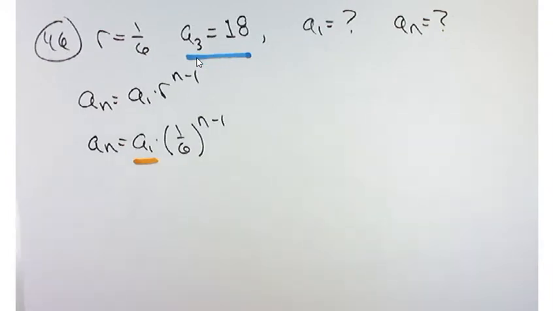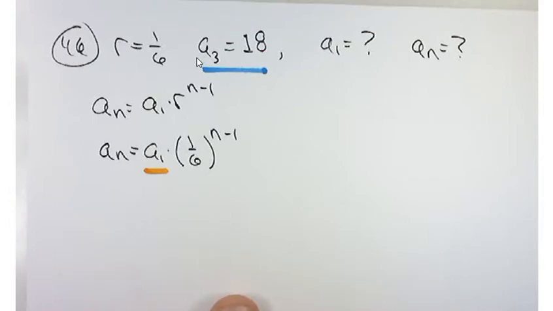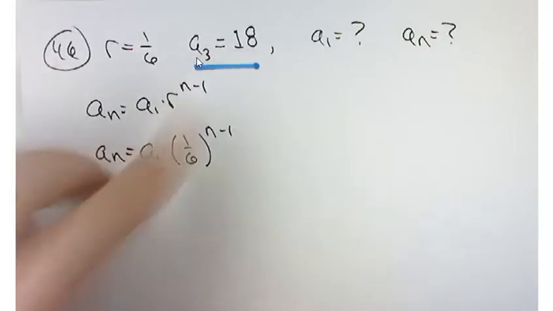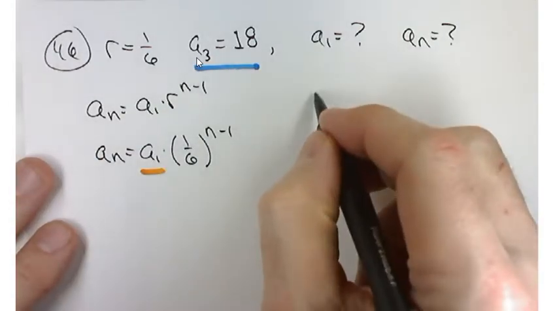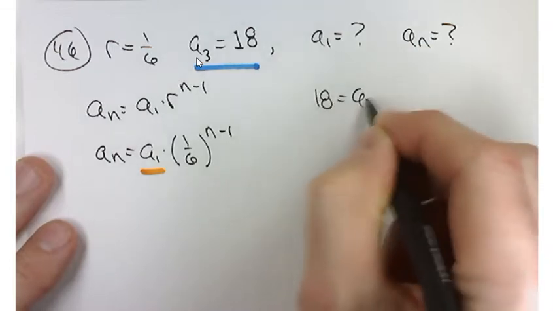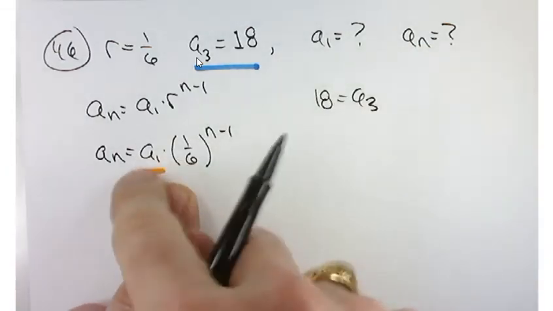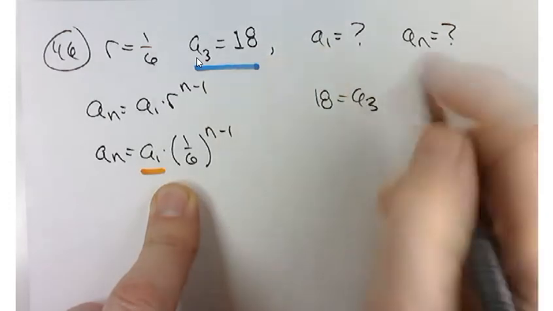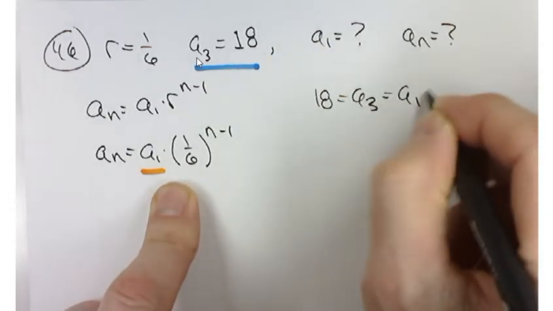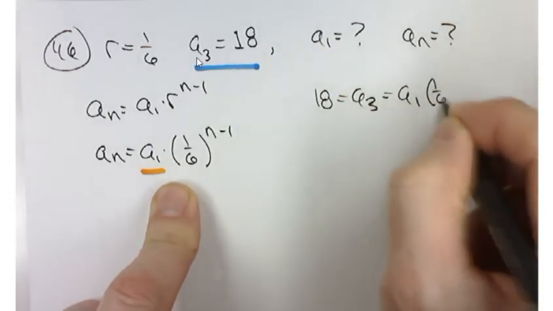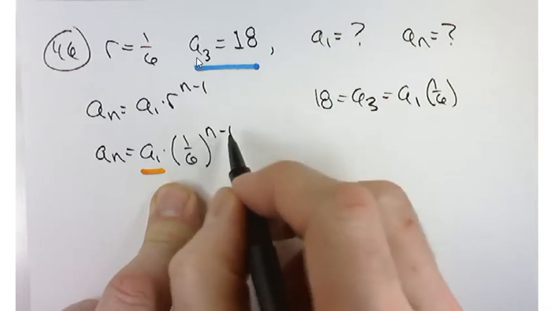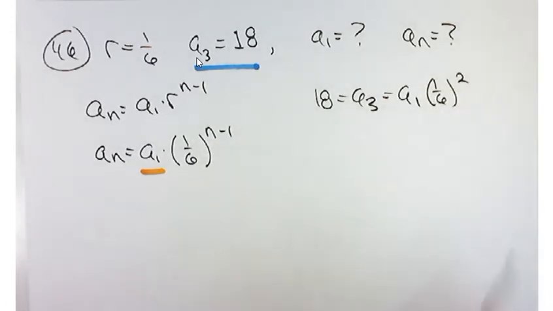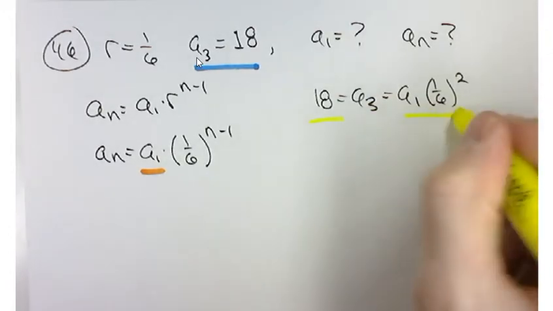Let's keep in mind what we're told in this problem. We know that a sub 3 is 18. So I'll put that in here: 18 equals a sub 3. A sub 3 from this formula down here would be a sub 1 times 1/6 to the 3 minus 1, or that is 1/6 squared. Now what I want to do is bring together these two parts, this one and this one.